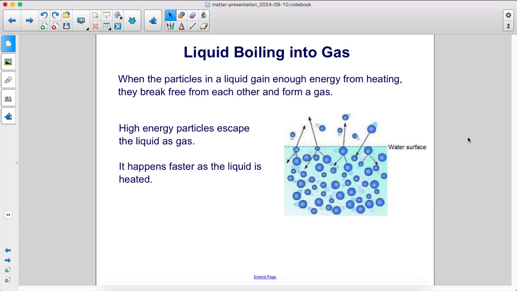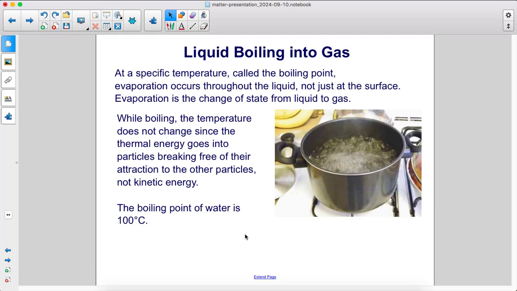When the particles in a liquid gain enough energy from heating, they break free from each other and form a gas. High-energy particles escape the liquid as gas. It happens faster as the liquid is heated. At a specific temperature called the boiling point, evaporation occurs throughout the liquid, not just at the surface. Evaporation is the change of state from liquid to gas. While boiling, the temperature does not change, since the thermal energy goes into particles breaking free of their attraction to other particles, not kinetic energy.